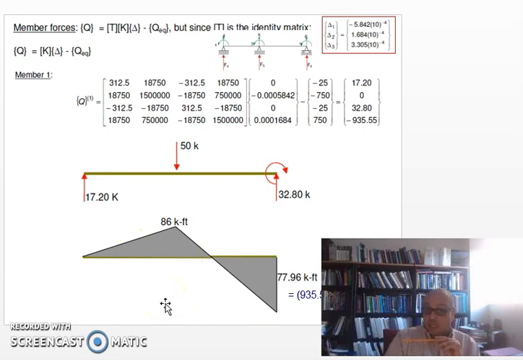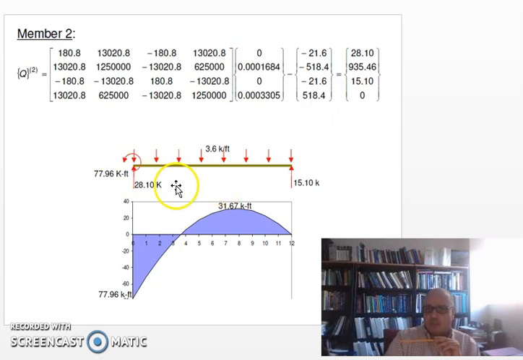So can I repeat that for another member? Absolutely. For this member right there, you can have Q equals K times delta, and then you add this load or Q naught, the forces, to come up with the final vector for the reaction, moment, reaction, moment. So we have 28.1 as far as the force at this end, and the moment is 935 kips inches. You convert it to kips foot, and then reaction of 15, and the moment is 0. You come up with that shape, and that is second degree parabola because you have distributed load right here.